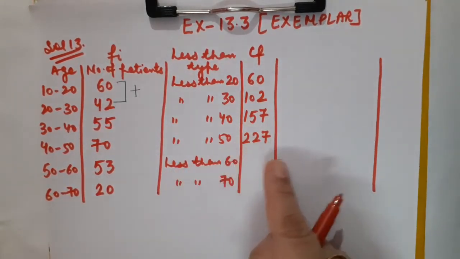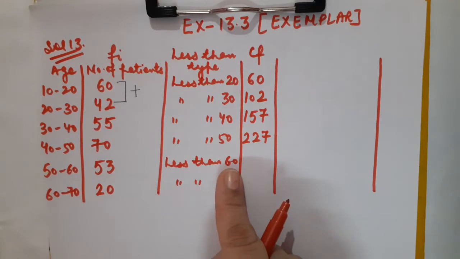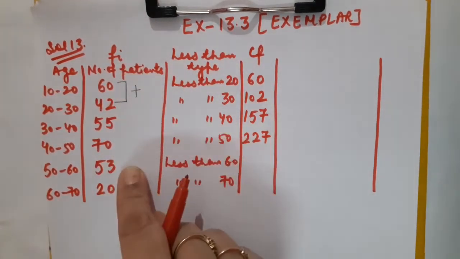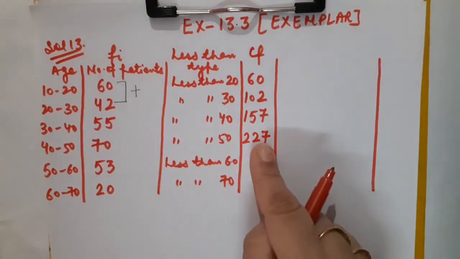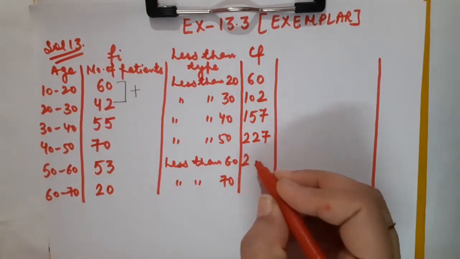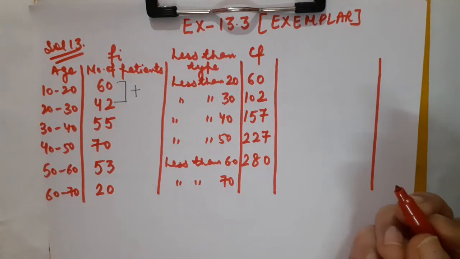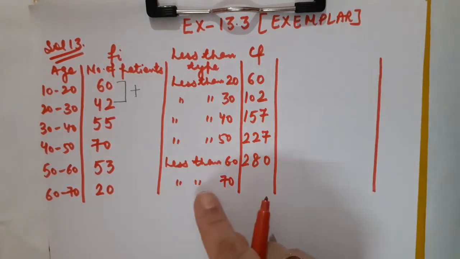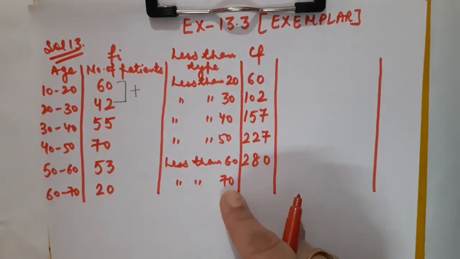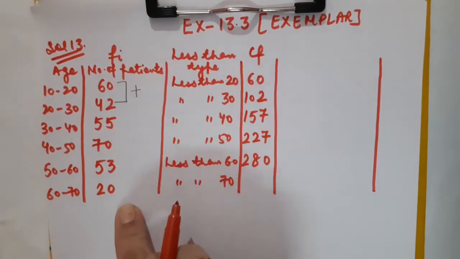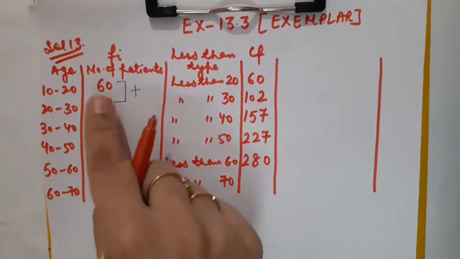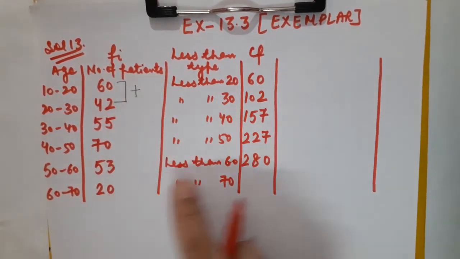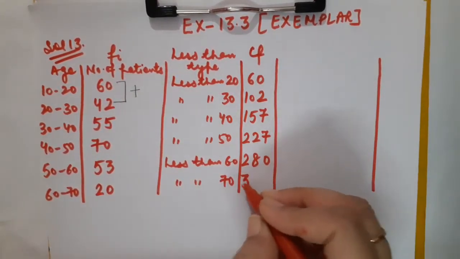Now the number of patients whose ages are less than 60 means they all will be added. So I am going to add 53 to 227, and I will get 280. Clear? Now the number of patients whose ages are less than 70 will be what? All these patients, because a patient whose age is less than 20 is also less than 70. Correct? So add 20 to it, and we will get 300.